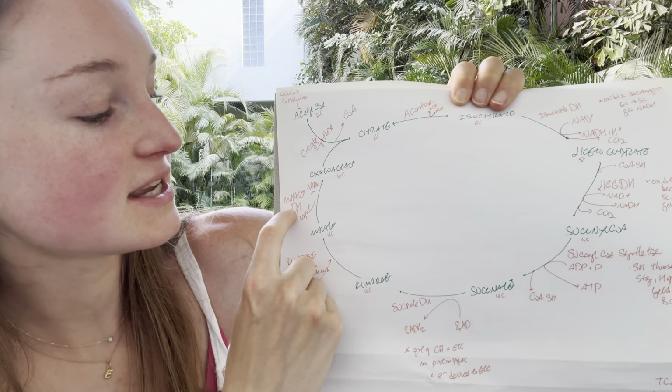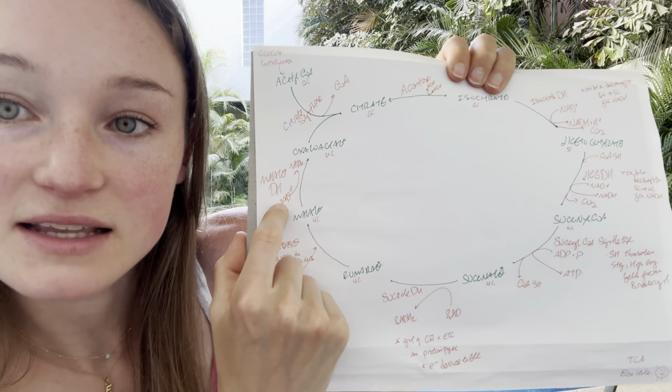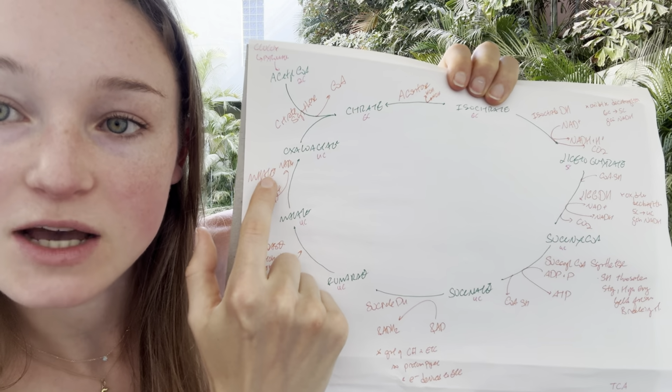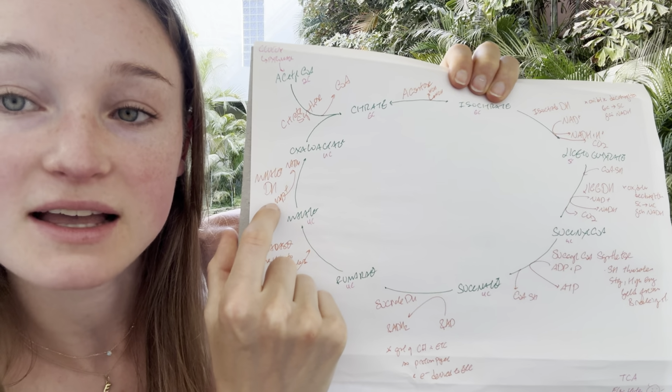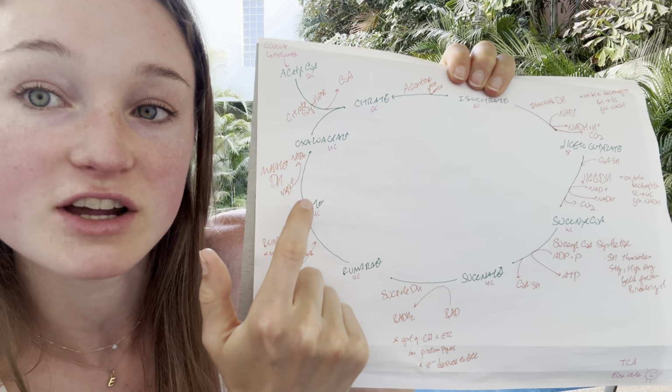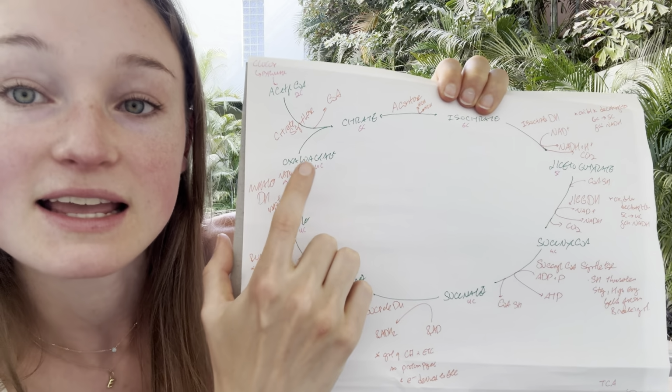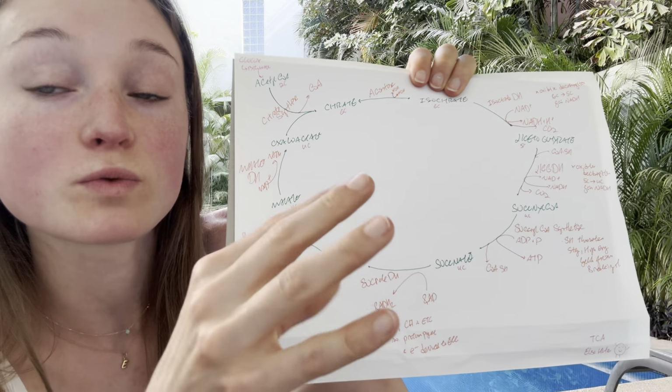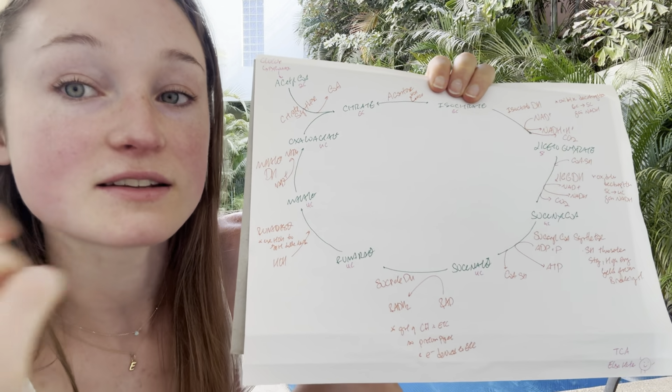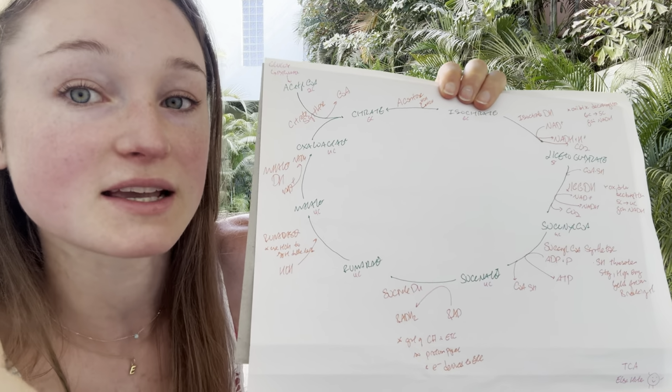Malate dehydrogenase has NAD+, and it spits out an NADH. So that NAD+ is facilitating the oxidation of malate into oxaloacetate. This NADH is going to go dump its electrons now into the electron transport chain, and it's going to help us make a ton of energy.